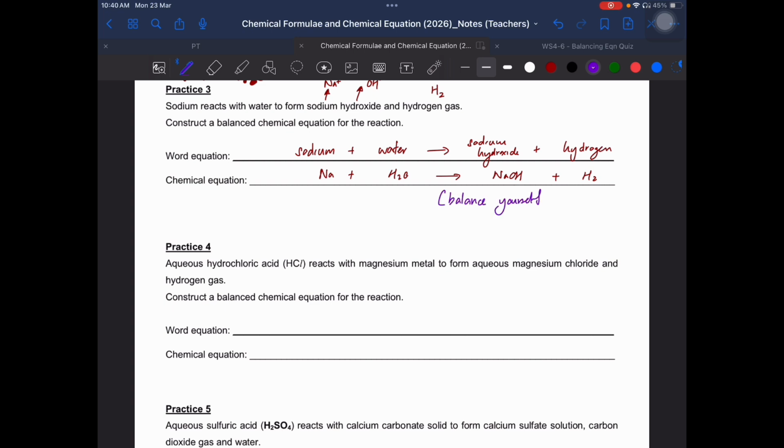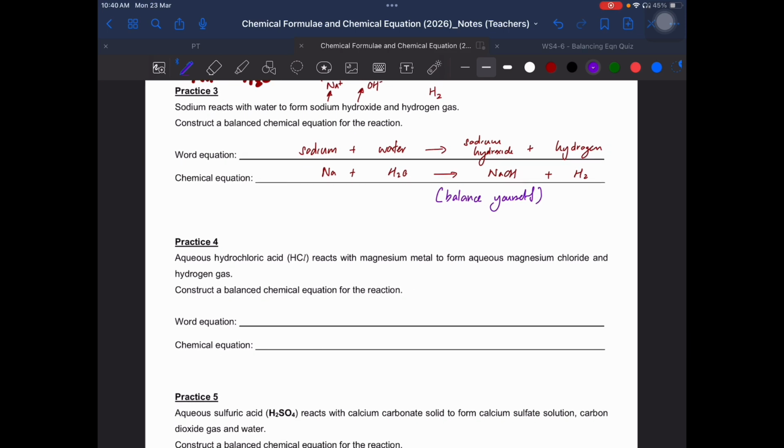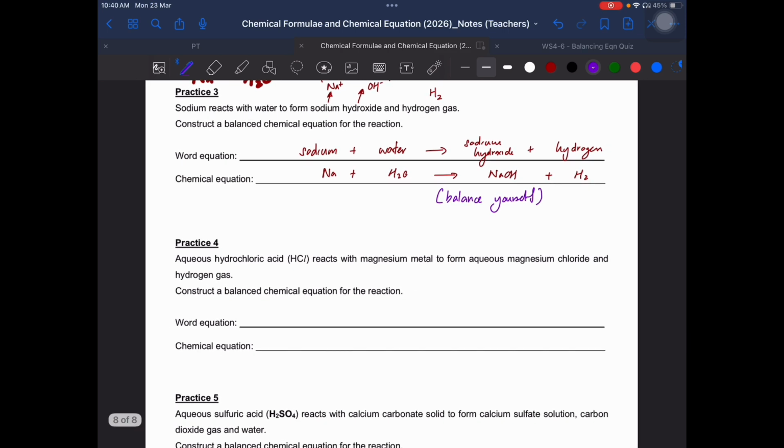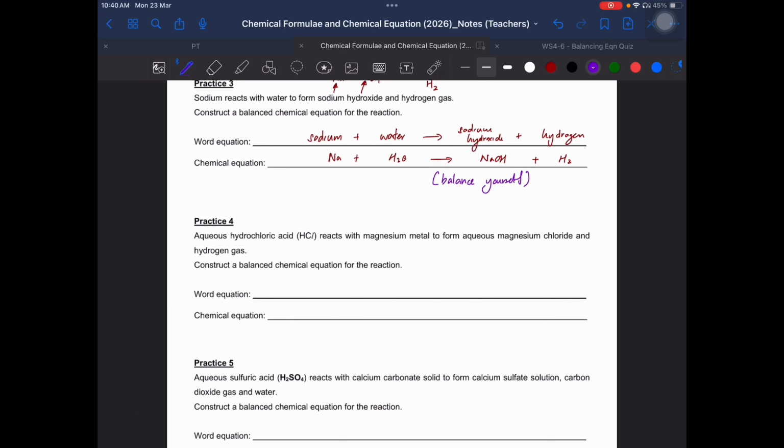Right. So this is the first one, right? You can pause the video to balance it yourself, or you can continue to let the video run through. We'll run through practice 4 and 5. Likewise, I will require you to balance yourself as well. Okay, so practice 4, aqueous hydrochloric acid is HCl. Magnesium as a metal, the formula is just the metal itself.